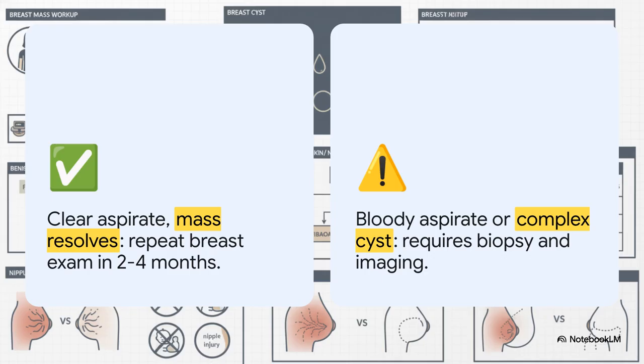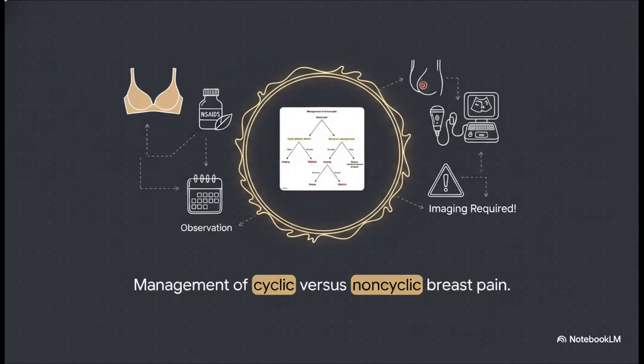But if that aspirate is bloody, or the mass just won't go away, or the ultrasound showed a complex cyst with septations right from the get-go, you immediately pivot to biopsy and additional imaging. No questions asked. Shifting gears from palpable masses, what about patients presenting purely with breast pain? Here, cyclicity and focal features dictate whether you just observe or proceed to targeted imaging.